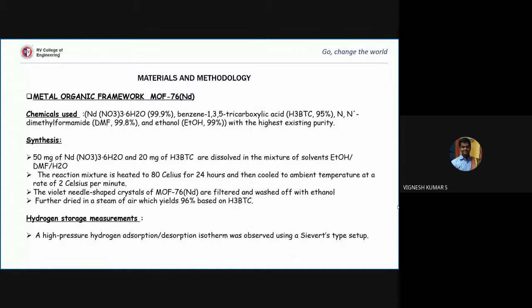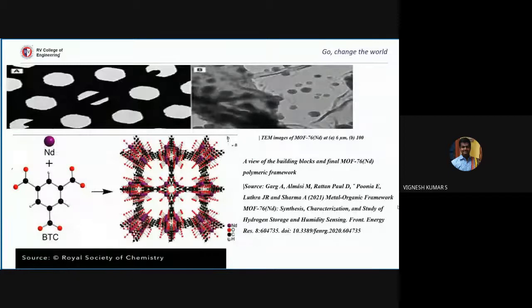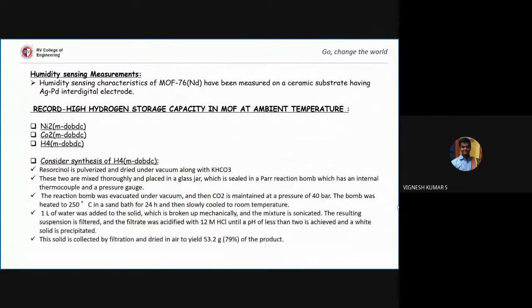Coming to hydrogen storage measurements, a high pressure hydrogen absorption or desorption method is followed using a CVOT type setup. Next slide, please. Humidity sensing measurements. Humidity sensing characteristics of MOF-76 neodymium are measured using a ceramic substrate having a silver palladium integrated electrode.